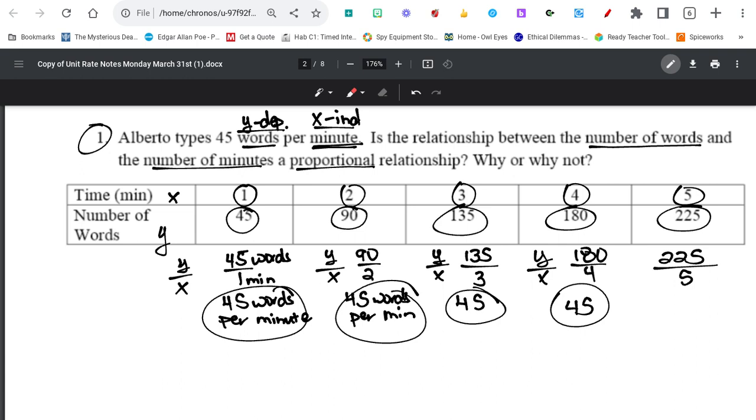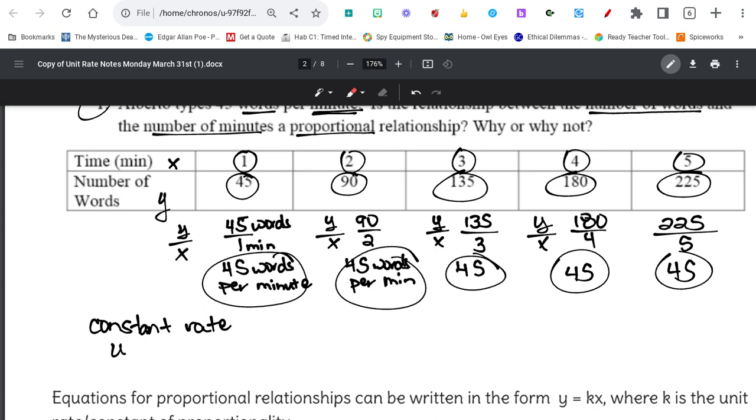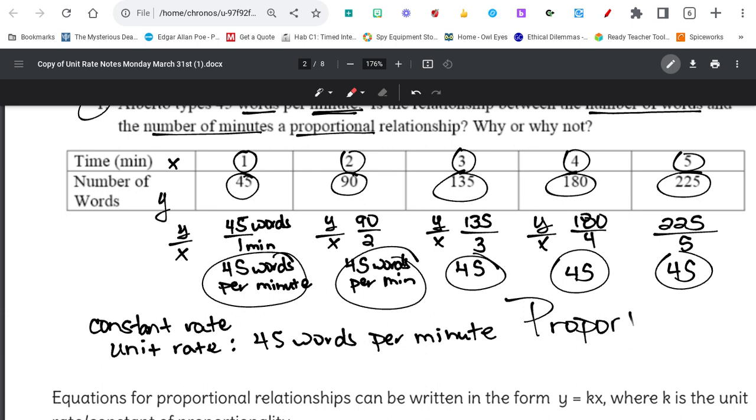225 divided by 5 is also 45. Okay. So I see I get a constant rate. That constant rate is known as your unit rate here. That unit rate is 45, and it's 45 words per minute. And because it's constant, I can say that yes, it is proportional. Okay? It's proportional because I constantly get 45.